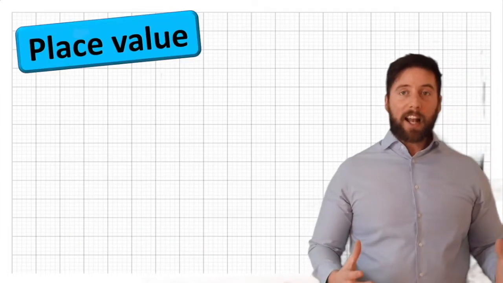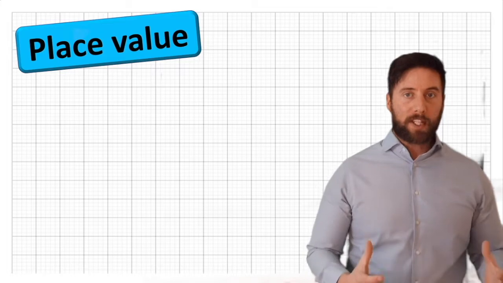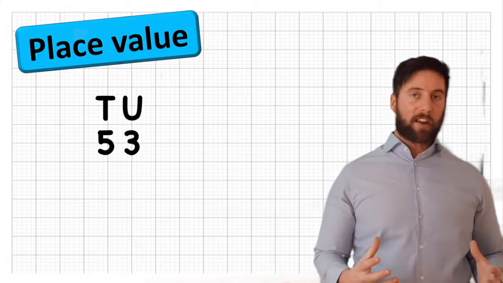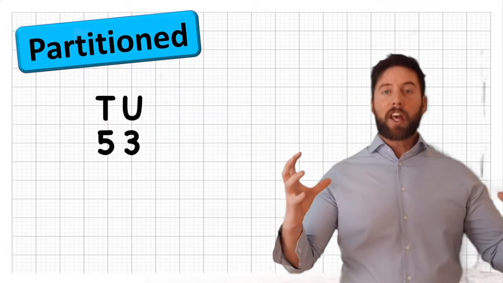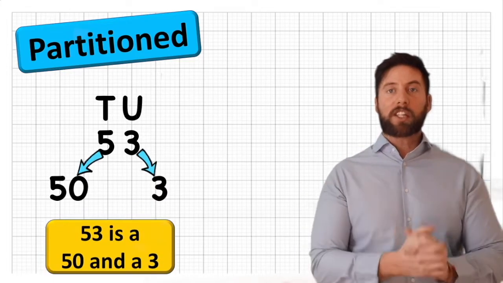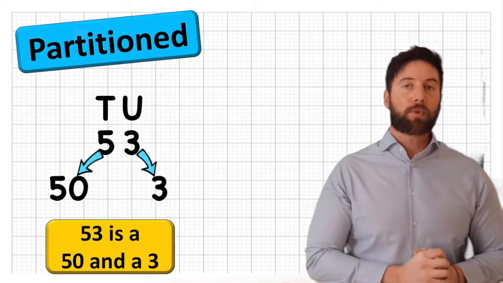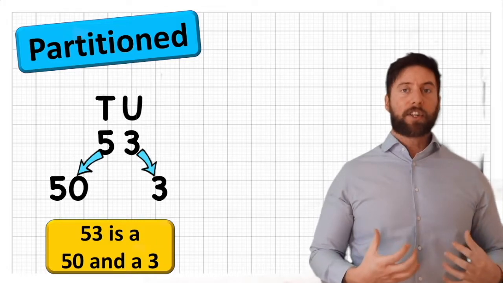The reason that place value is so important to understand before we start is because we're going to use our understanding of place value to partition and break up our multi-digit number into more manageable chunks that are easier for us to multiply.